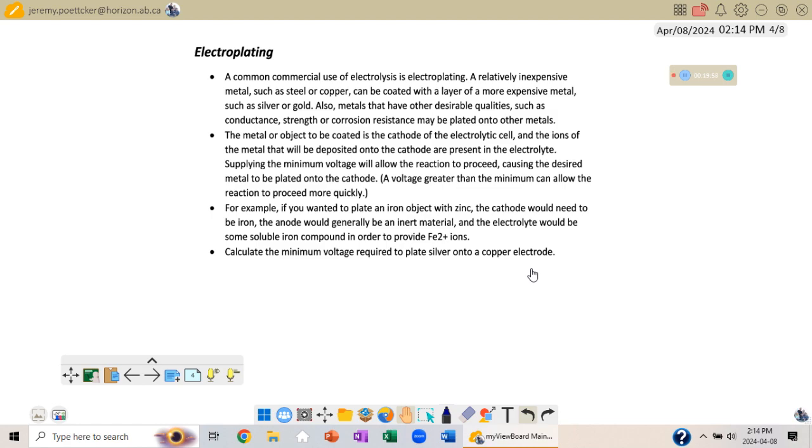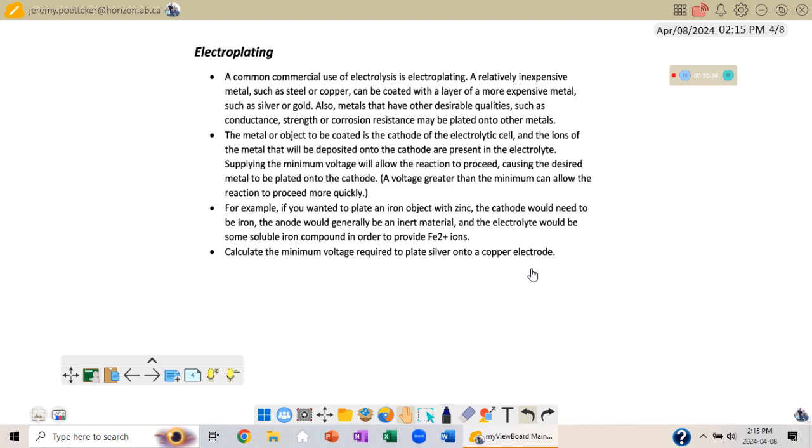And so in the case of this, whatever we're wanting to do here, the metal or object to be coated, we set it up as the cathode of the electrolytic cell. And the ions of the metal that will be deposited onto the cathode are then present in the electrolyte. We will supply the minimum voltage, and that's going to allow the reaction to proceed, and it causes the desired metal to be plated onto the cathode. Obviously, voltage greater than the minimum can allow the reaction to proceed more quickly.